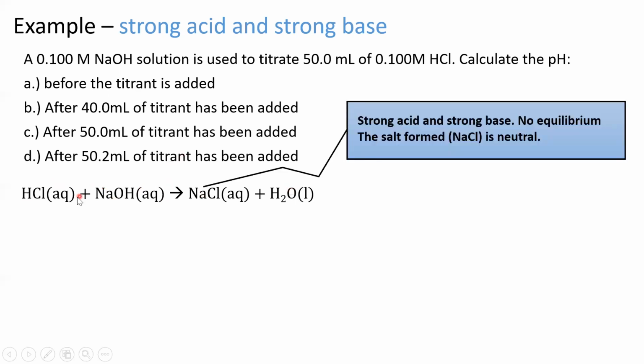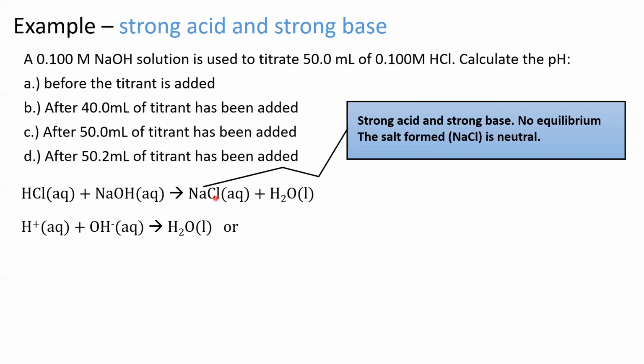Now, strong acids and strong bases react to completion. So there's no equilibrium here. The arrow goes in one direction, which means we're going to be looking at a limiting reactant problem. And the sodium chloride that we produce is a salt. It's also a neutral salt. So what that means is the sodium ions and the chloride ions are going to be spectators.